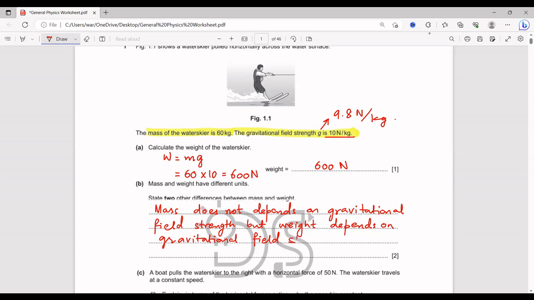if the mass of the body is 60 kg on Earth, then the mass of the body also remains 60 kg on the surface of the moon. But on the moon, the gravitational field strength is 6 times less than the value of g on Earth. So at the surface of the moon, the weight of the body decreases, but mass remains constant because mass does not depend on gravitational field strength, but weight depends on gravitational field strength.